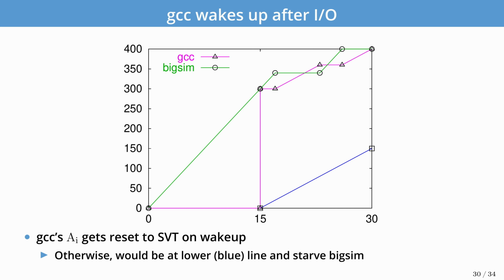So the BVT scheduler resets the actual time of GCC to the scheduler virtual time, which in this case, because there's only one other process, will be the same virtual time as BigSim. So at time equals 15, we reset it to the virtual time of BigSim because it's the only other process, so that's the minimum for the entire system. And we continue making our scheduling decisions. This way, GCC doesn't get some unfair advantage because it slept for 15 seconds, and the processes continue to obey their weights once GCC wakes up.